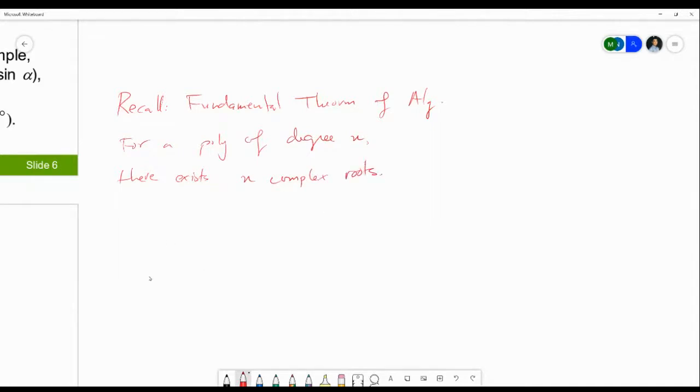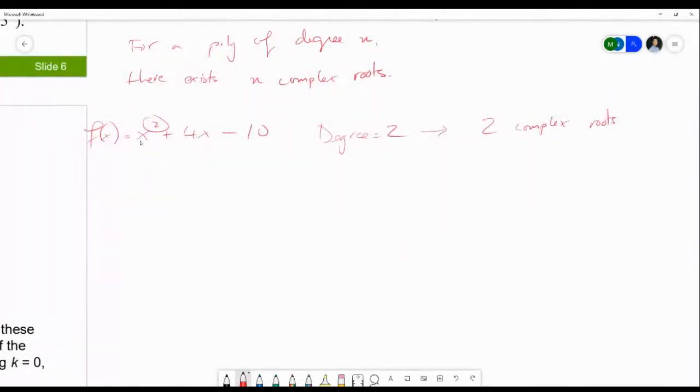Okay, so what does that mean? Let's say I have a function that looks like this. So here, my degree is equal to 2. So degree is the highest exponent of a polynomial. So here our degree is 2. So we expect to have 2 complex roots. Now in college algebra, you are taught to find this by understanding this as an x-intercept or zeros, which means that when the y value is equal to 0.